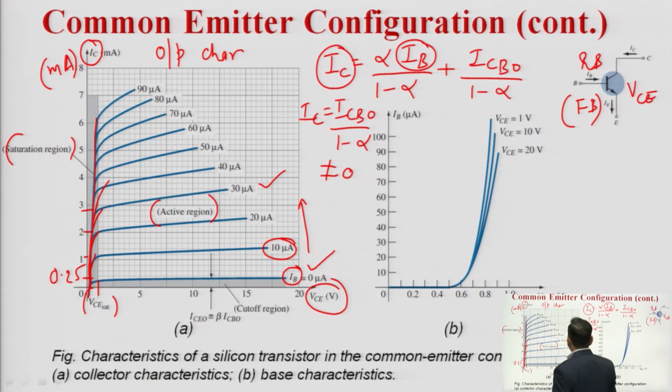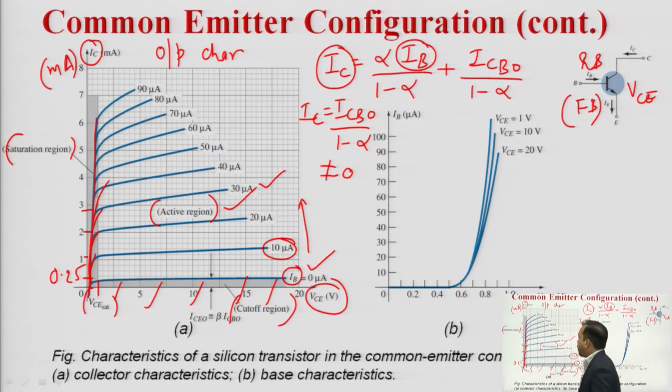We can clearly see that when IB equals 0 microampere, the current was some 0.25 milliampere, and below this region we have the cutoff region. Below this, we can assume that the collector current is negligibly small and IC is equal to 0, which signifies the cutoff region. So we clearly see here the cutoff region, the saturation region, and the active region.